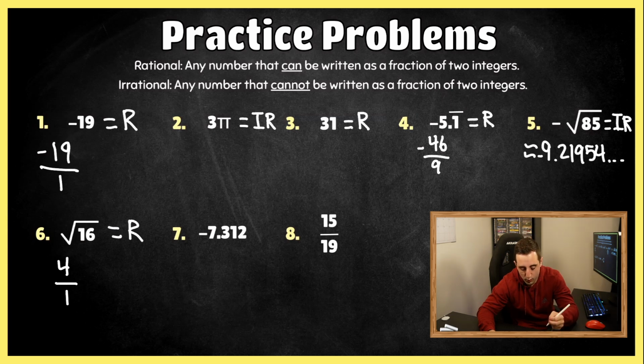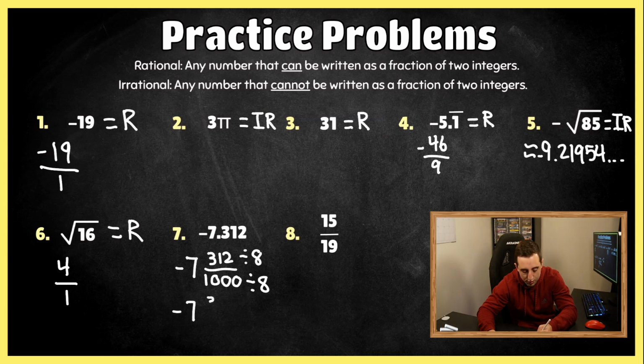Now for number 7, we have a terminating decimal. It stops after the thousands place at that 2. So we can go ahead and make this into a mixed number to start. So this is -7 out front. 312 is going to be our numerator. And our denominator, since it goes to the thousands place, is going to be 1,000 on the bottom. 312 and 1,000 are both divisible by 8. So we can go ahead and simplify this a little bit. We get -7 and 39 125ths.